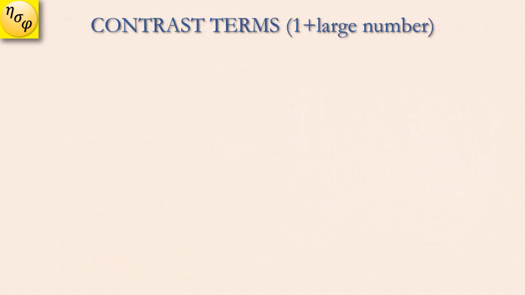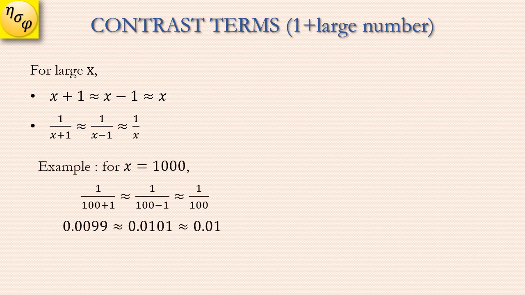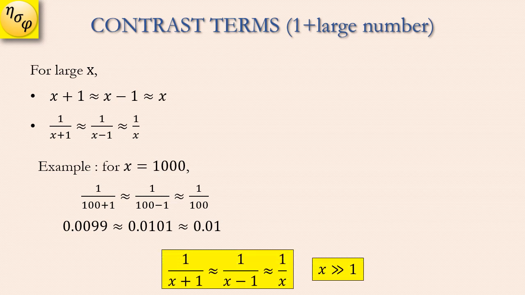Our last topic is working with contrast terms, 1 plus a large number. For large x, x plus 1 is roughly equal to x minus 1 or x, and also 1 over x plus 1 is nearly the same as 1 over x minus 1 or 1 over x. And for x equal 1000, we see those three numbers are nearly the same. And this is the summary.